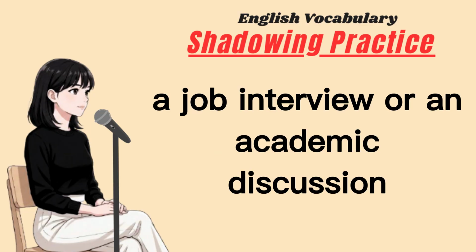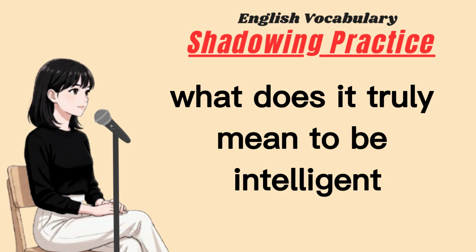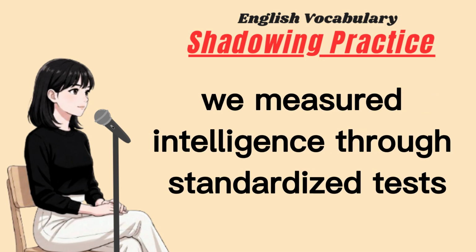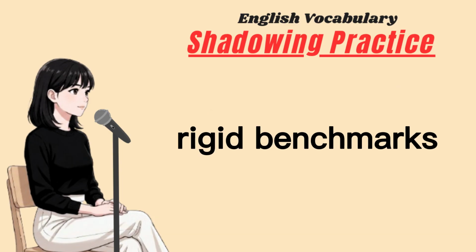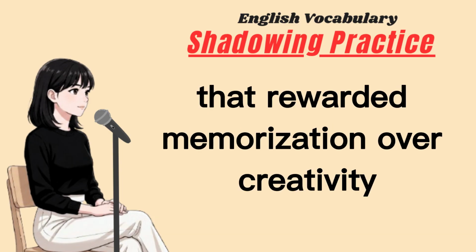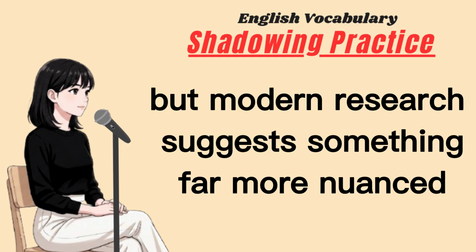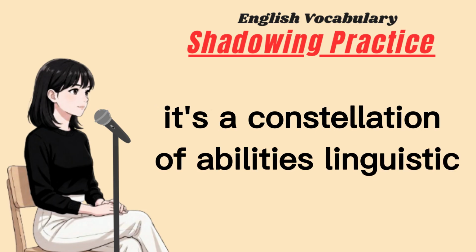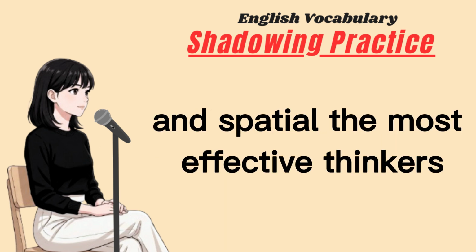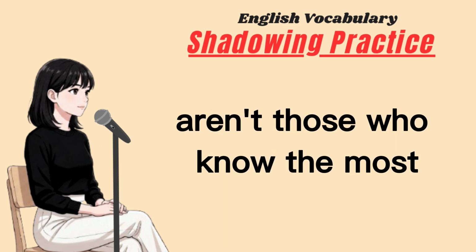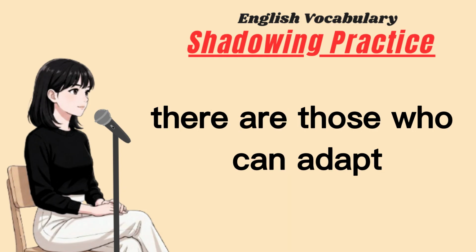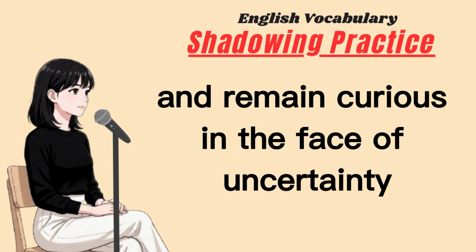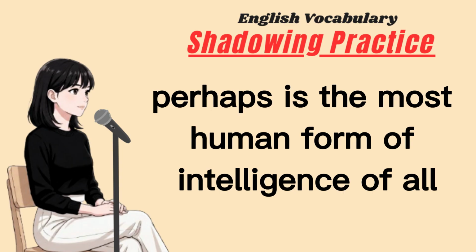What does it truly mean to be intelligent? For decades, we measured intelligence through standardized tests, rigid benchmarks that rewarded memorization over creativity. But modern research suggests something far more nuanced. Intelligence, it turns out, is not a single fixed capacity. It's a constellation of abilities: linguistic, logical, emotional, and spatial. The most effective thinkers aren't those who know the most. They're those who can adapt, connect ideas across disciplines, and remain curious in the face of uncertainty. That, perhaps, is the most human form of intelligence of all.